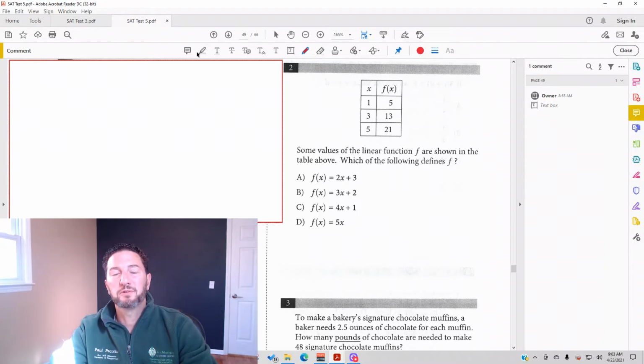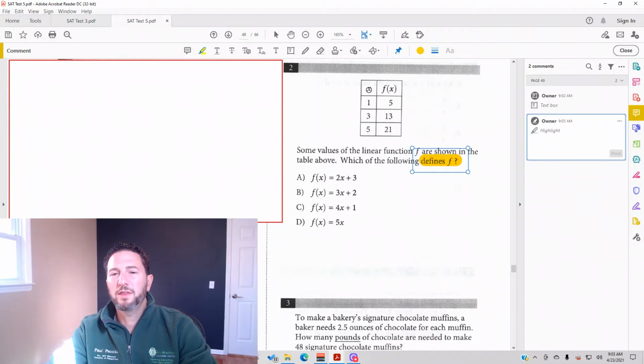My name is Paul Pasolka, Ivy Masters Learning Center and ivymasters.com. And today we're going to look at Test 5, Section 4, Number 2, which reads: some values of the linear function f are shown in the table above. Which of the following defines f?